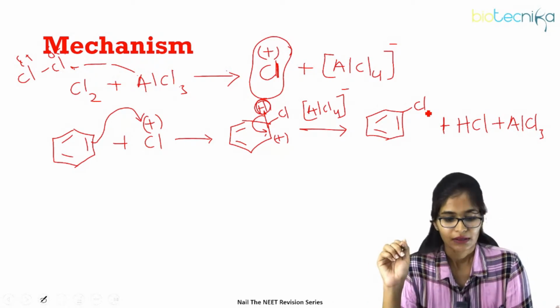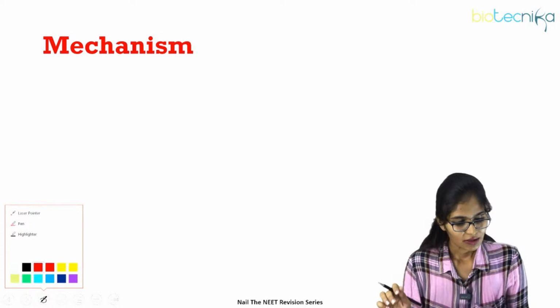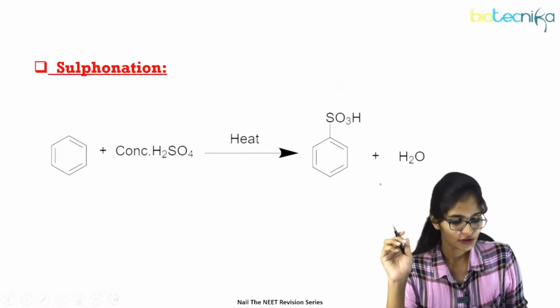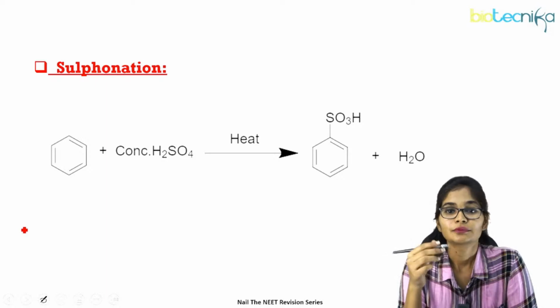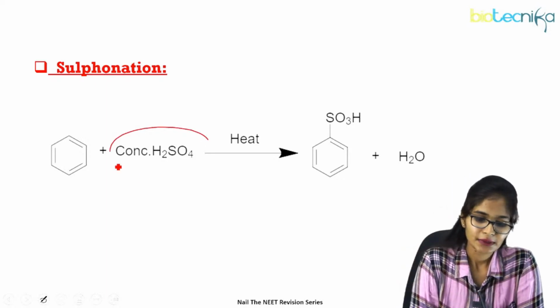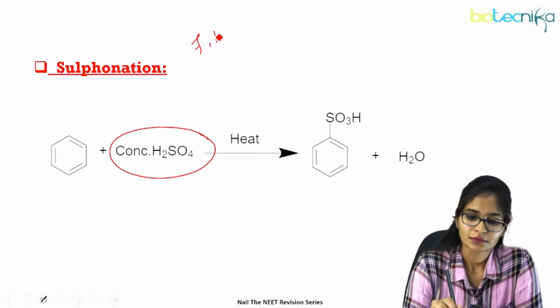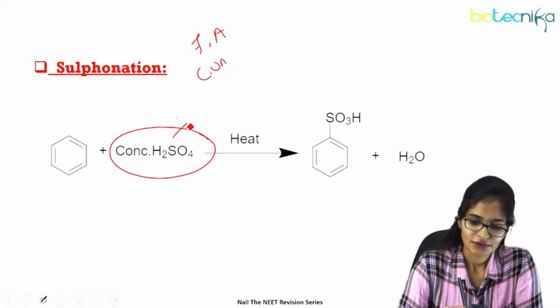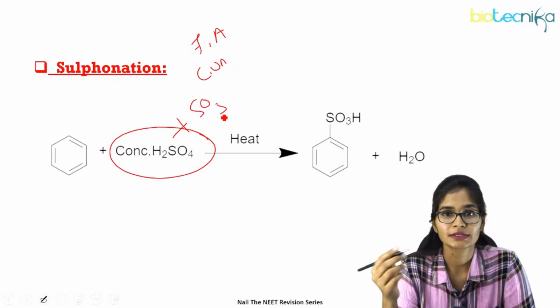Another example. Now coming to the next electrophilic substitution reaction, that is sulfonation. In sulfonation, fuming sulfuric acid is mainly used. Fuming sulfuric acid is nothing but concentrated sulfuric acid along with SO3. We call it fuming sulfuric acid.